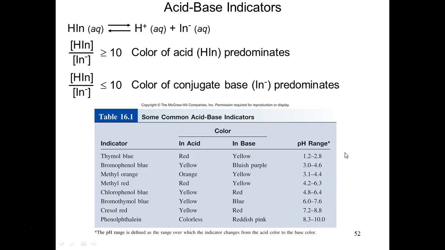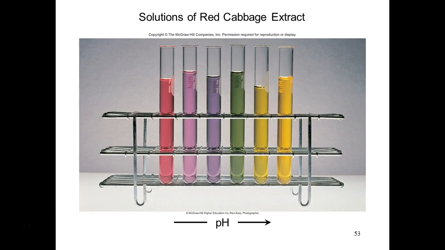Now, the equivalence point will be at different pHs depending on the type of titration that you have, whether it be a titration with a weak acid and a strong base, a strong acid and a strong base, or a weak base and a strong acid. So one common type of indicator is red cabbage extract. This is really useful because it has a variety of endpoint colors depending on the pH.